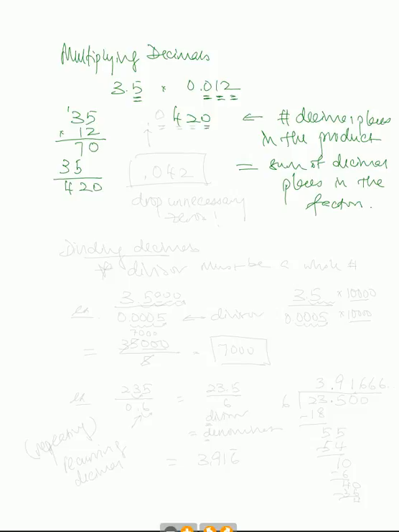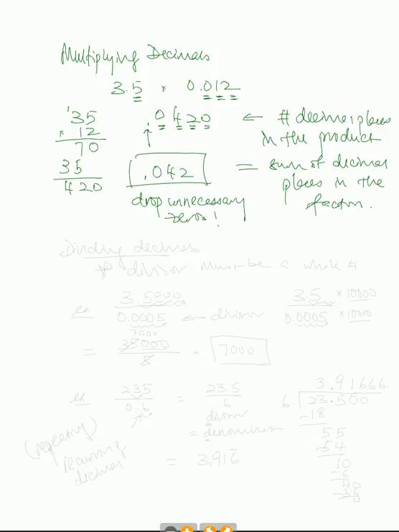So counting from the back, that's important. Counting from the back, 1, 2, 3, 4, and then you put your point right here. That's where you put your decimal point. And any empty spaces, fill them with 0. So the answer to this question is 0.042, and you drop any unnecessary zeros.